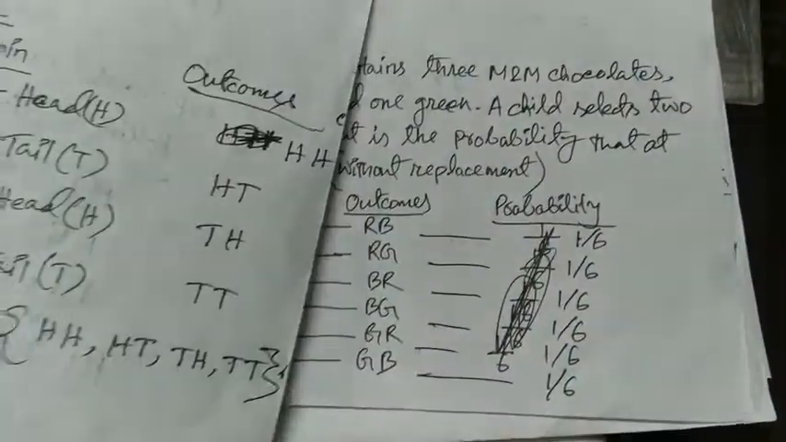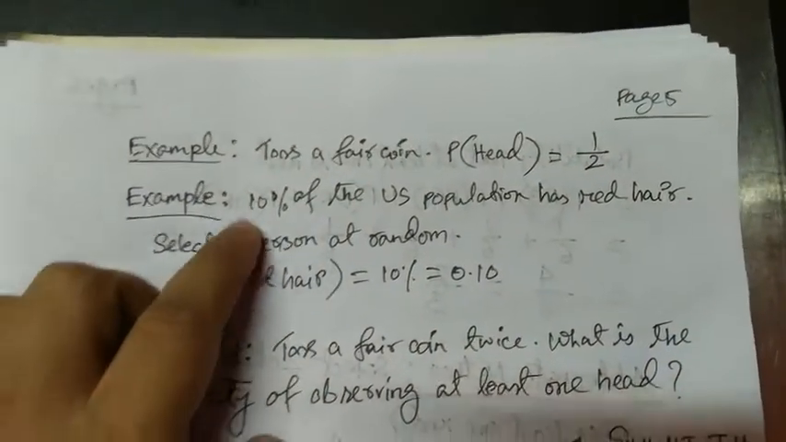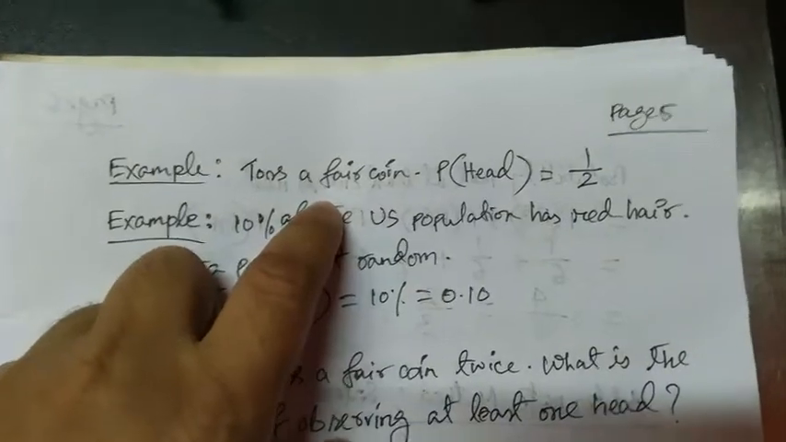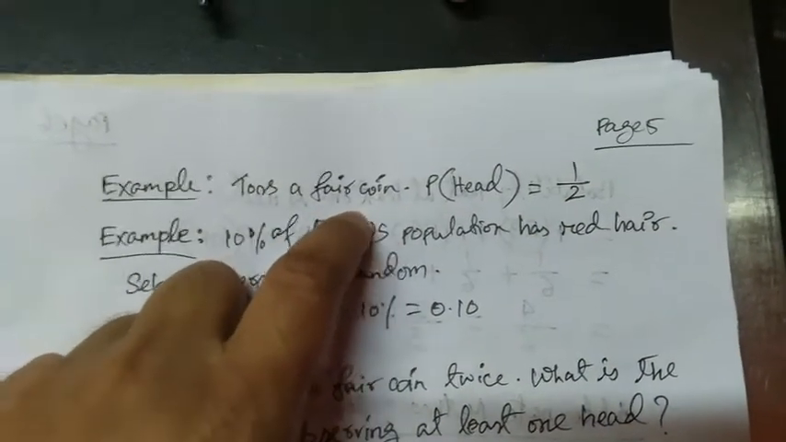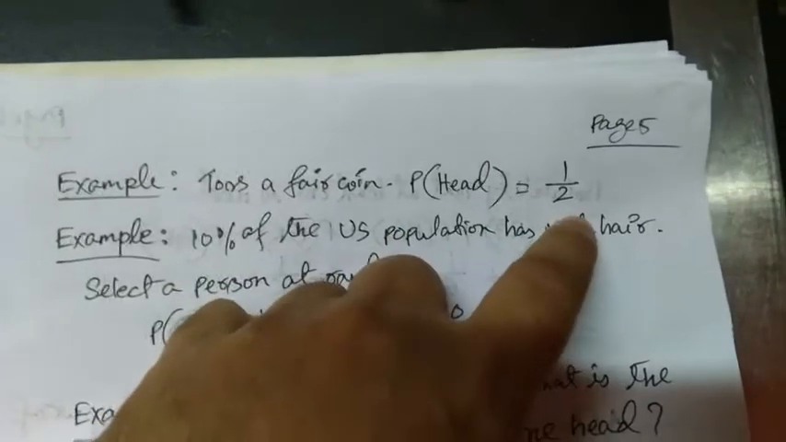Right. So now let us move to page 5. Example: toss a fair coin. If you toss a fair coin, the probability of getting a head is 1/2.